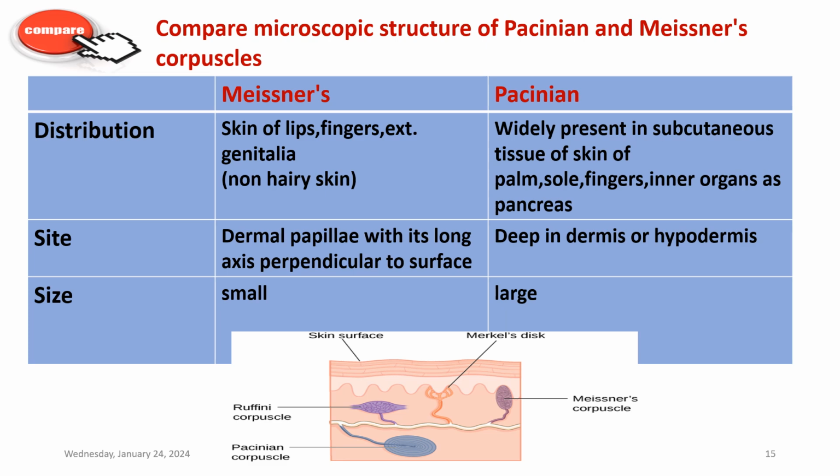What about the site? Meissner corpuscle can be found in dermal papillae with its long axis perpendicular to the surface. As regards Pacinian, it can be found deeper than Meissner, present in the dermis and hypodermis. What about the size? I can notice that Meissner corpuscle is smaller than Pacinian. So Meissner is small and Pacinian is large.